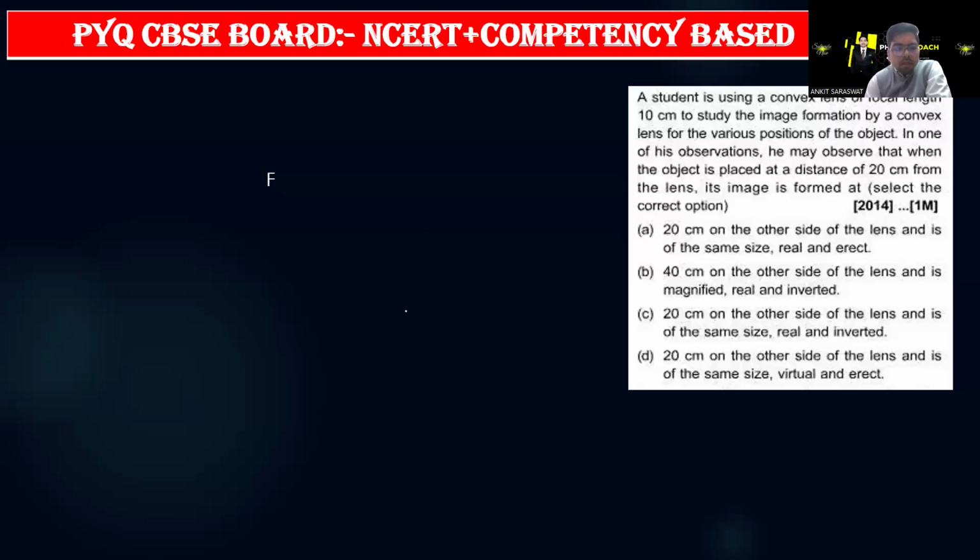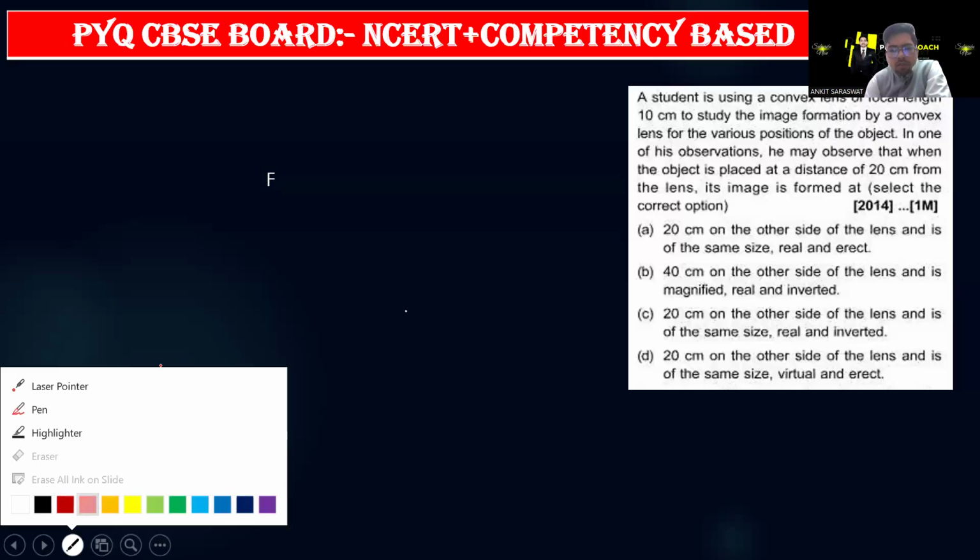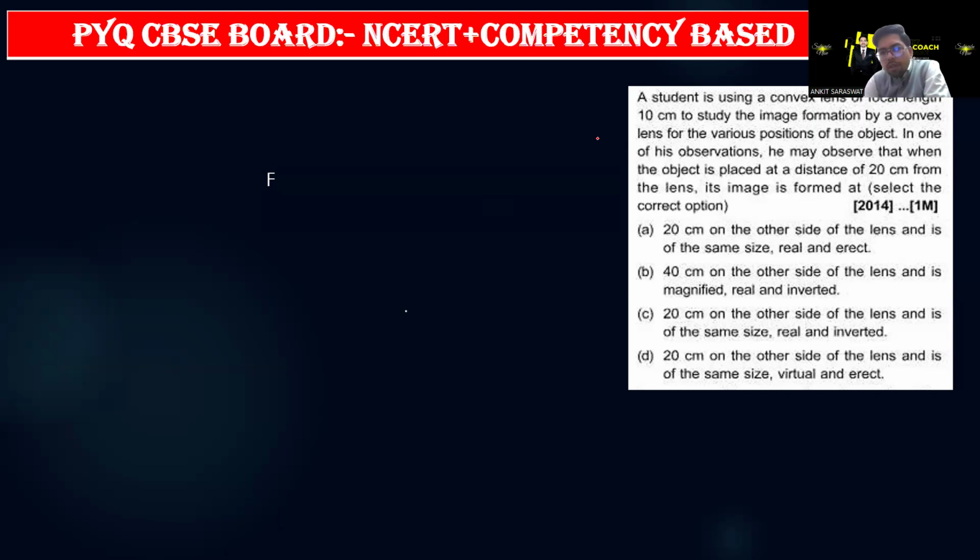Hi everyone. Let's see the question. Let's read the question. A student is using a convex lens. In your exam, the question is coming. Then you have to read once, twice. Then you have more clarity.